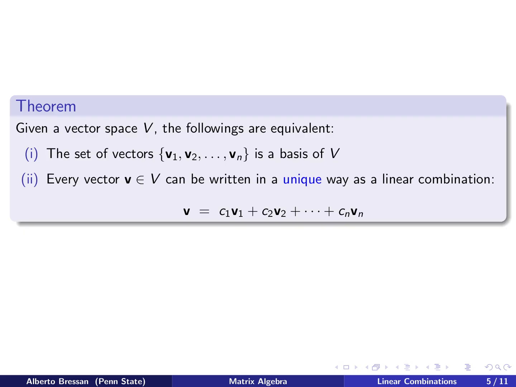Some theoretical results. Let's go through a theorem. The theorem says that given a vector space V, the following 2 statements are equivalent. Statement 1, the set of vectors v1, v2, to vn is a basis of V. And statement 2, every vector v in V can be written in a unique way as a linear combination of this set of vectors: c1 v1 + c2 v2 + ... + cn vn.